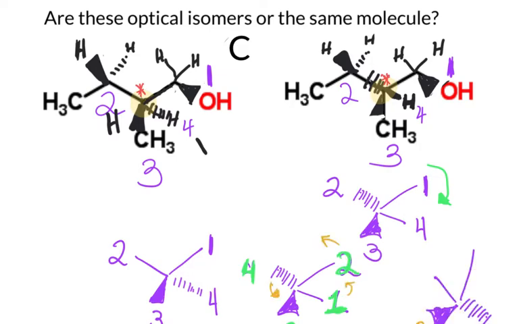And now you should see that number 3 is still in the same position. Number 4 has dropped to the other side. Number 1 is in the plane on the right-hand side, going up, and number 2 is in the plane on the left-hand side, going up. So you can see that these two are exact matches and not mirror images of each other.